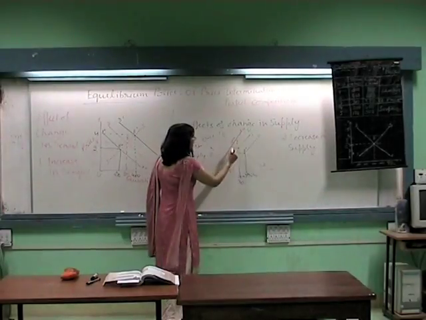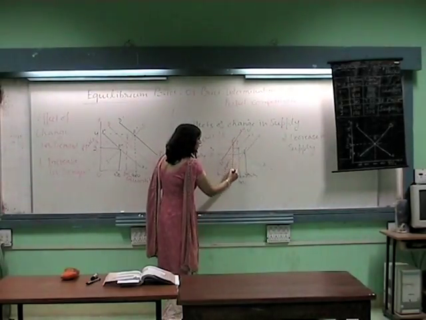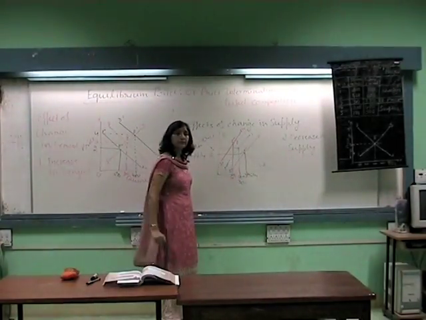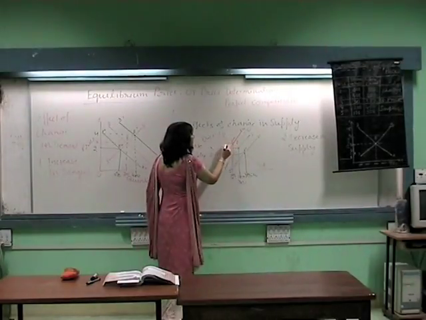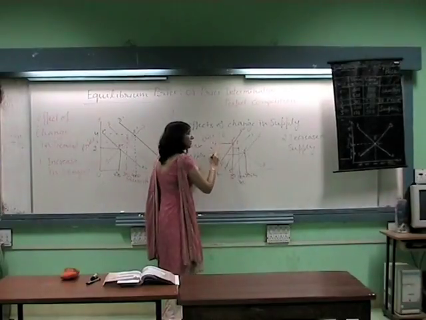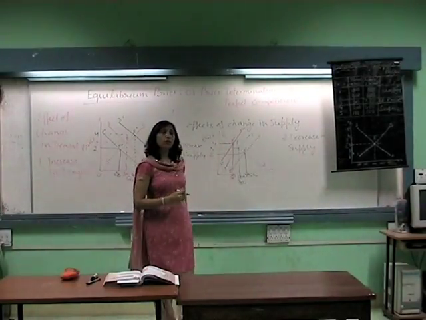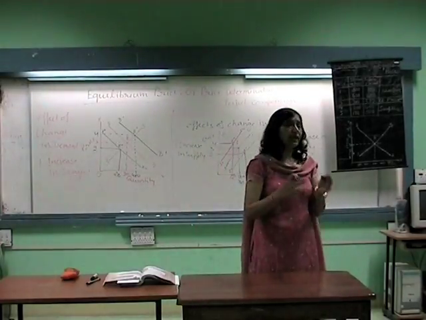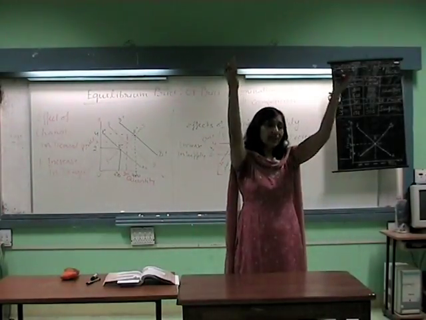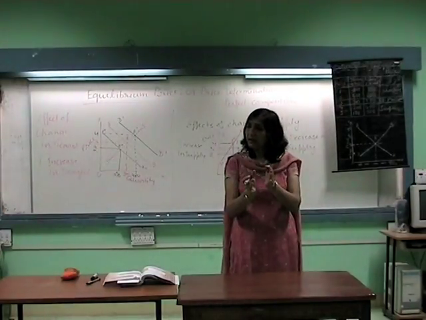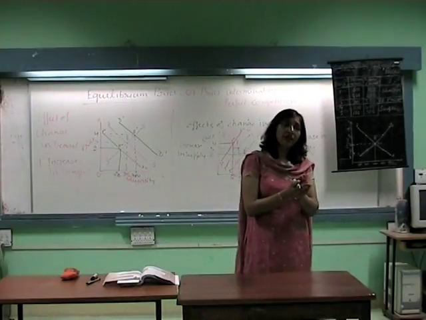E dash dash, and at this point the equilibrium quantity is, okay, 200, and equilibrium price is more than 3, that is 4 rupees or 5 rupees. So what happens to equilibrium price when the supply is decreasing? Equilibrium price will increase and equilibrium quantity will decrease. The same is the effect on demand also.